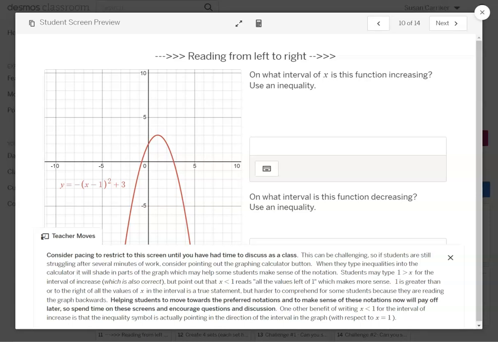And if they write it the other way, I'm not going to count it wrong, but I do want them to move towards the preferred notation, which is put the variable, then put the symbol, and then put the number if you are writing something that is open on one side. Like if it's increasing everywhere to the right of 4, you would say x is greater than 4, or if it's decreasing. One other thing is they can put less than or equal, and they can put less than.